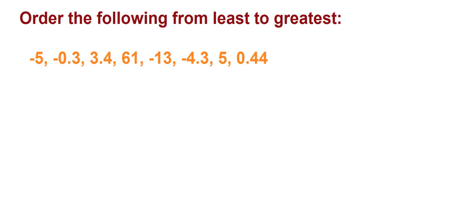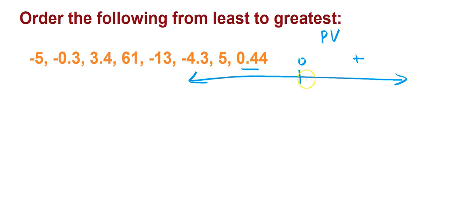Order the following from least to greatest, and we have quite a mixture here. We've got integers, directed numbers, we've got decimals. It's a real mixed bag. So this is definitely going to make us need to know about place value, and it's also going to ask us to really understand this idea on a number line that 0 is the center point of that. Everything on the right is positive, everything on the left has to be negative.